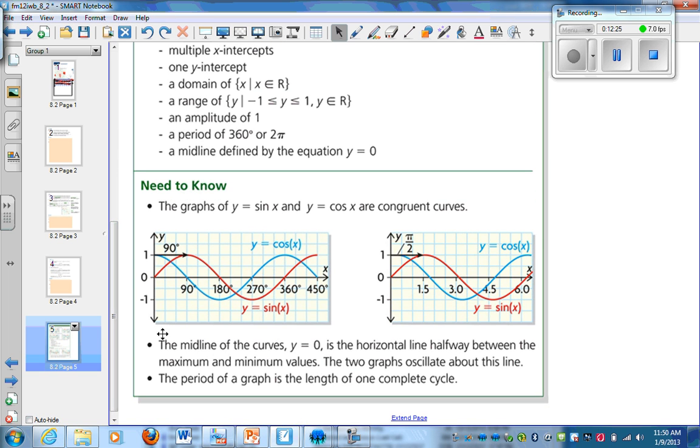They are congruent curves. So they're actually the same curve. They've just been shifted a little bit. They have in fact been shifted exactly pi over 2, interesting, or 90 degrees. The midline is the horizontal line halfway between. These two graphs oscillate or repeat, move about this line. The period of the graph is the length of one complete cycle.